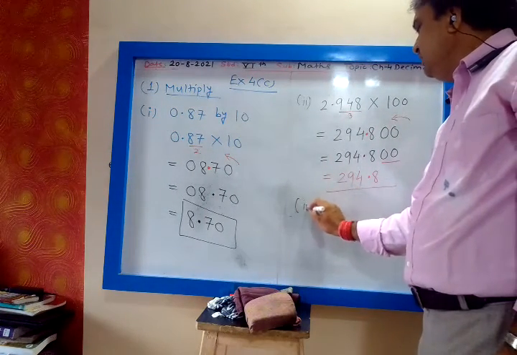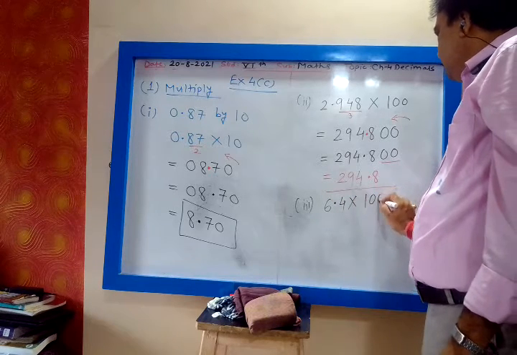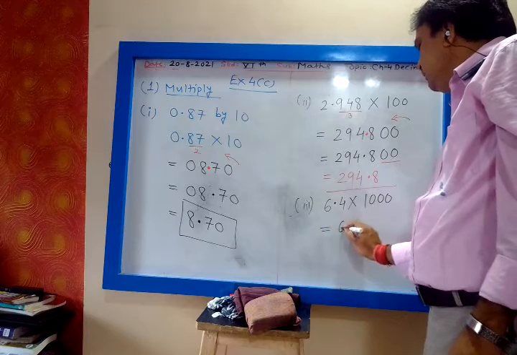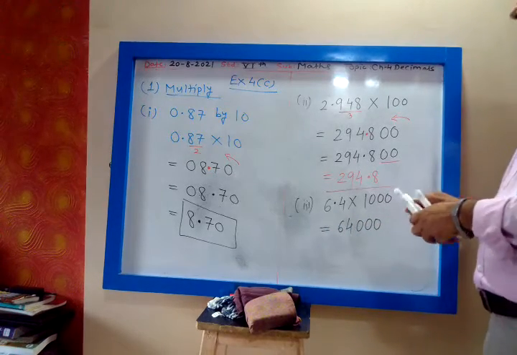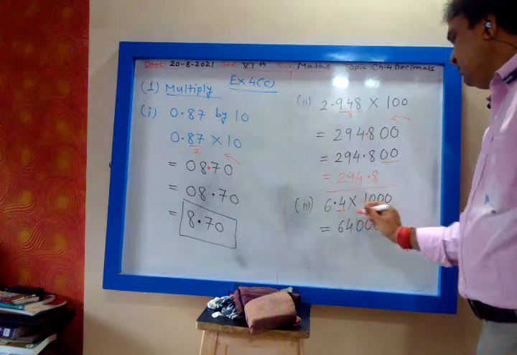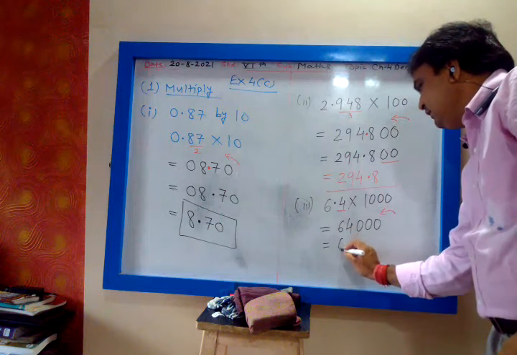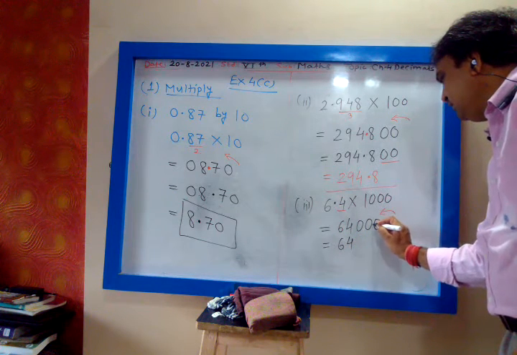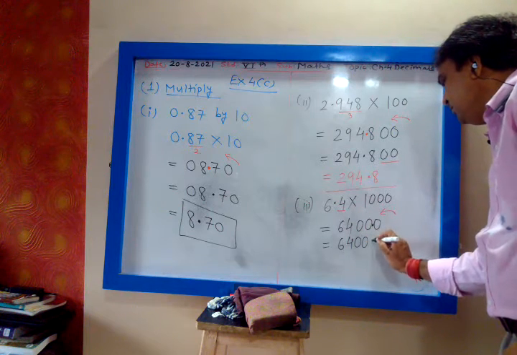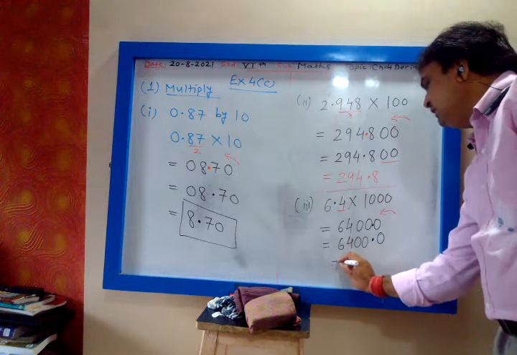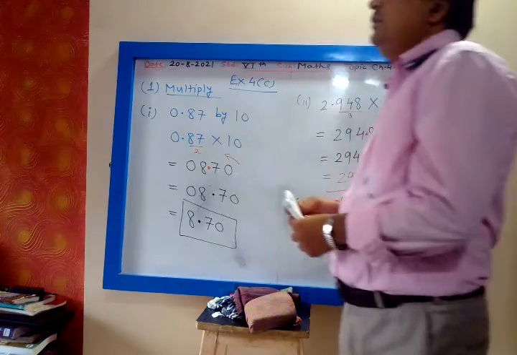6.4 by 1000. Chalo, let us see. So what will I do? I will write 64. Then 3 zeros I will add. Then from the right I will place the decimal after 1 digit. So this is 64, and I place the decimal after 1 digit: 6400.0. That is the same as 6400. Okay? 6400.